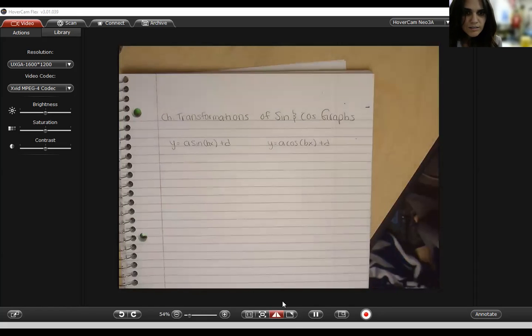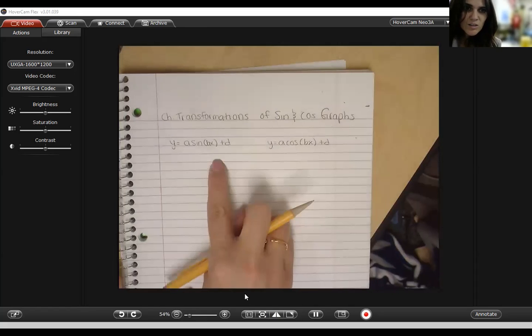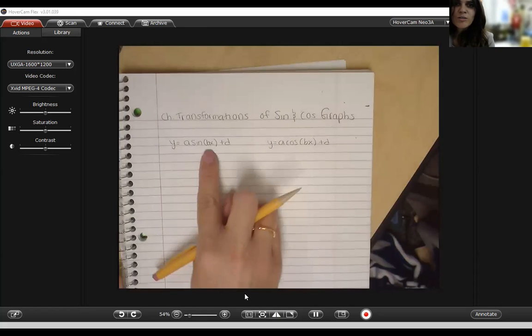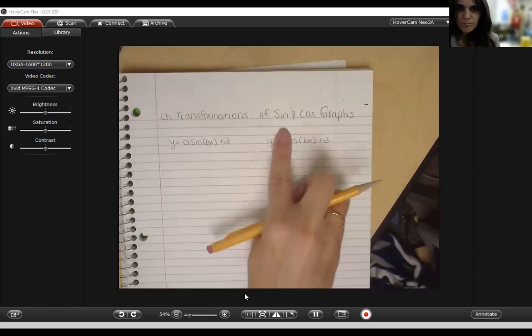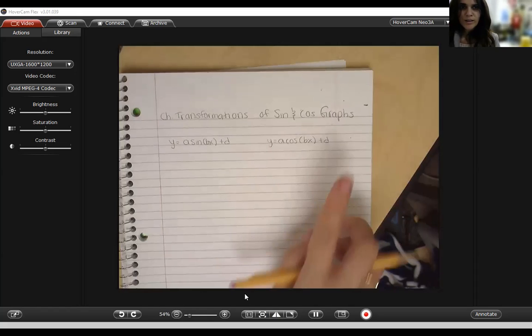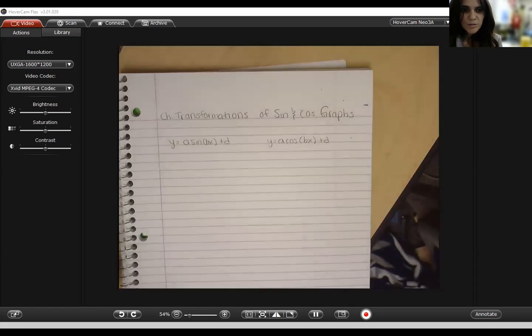You should have already seen the last video where we talked about how to graph y equals sine x when a is 1, b is 1, and d is 0, and y equals cosine x when a is 1, b is 1, and d is 0. And so we're going to talk about how we can transform these graphs. I'm going to do that by starting off by looking at Desmos.